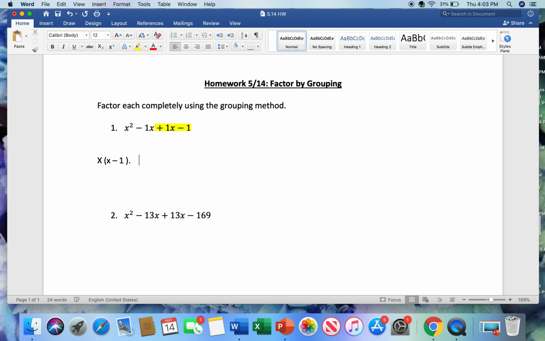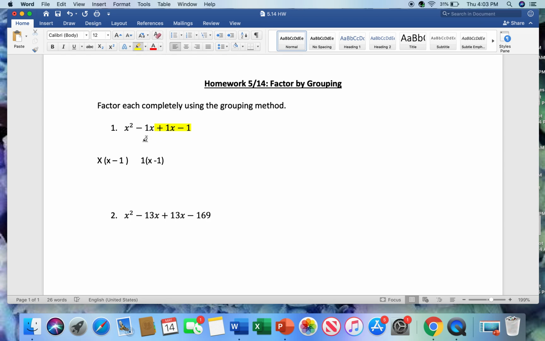Now we're going to factor out the second half. What's the common factor between the two of these? It's 1. So how do we get 1x? We have to multiply by 1. And how do we get negative 1? Multiply 1 by negative 1.